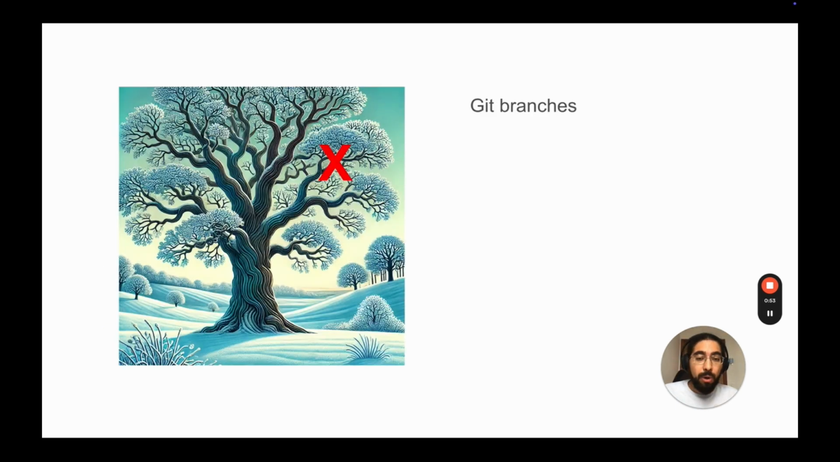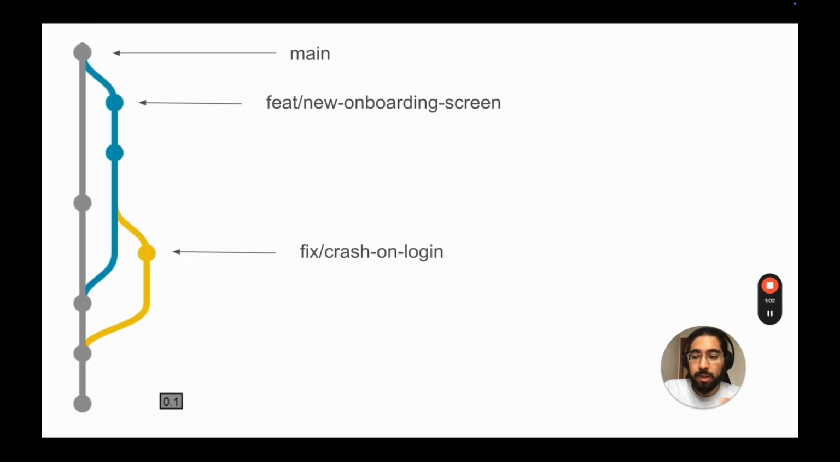Very important, branches in Git are not like traditional branches like you would see on a tree. Instead, they are pointers, labels that reference specific commits within the repository.